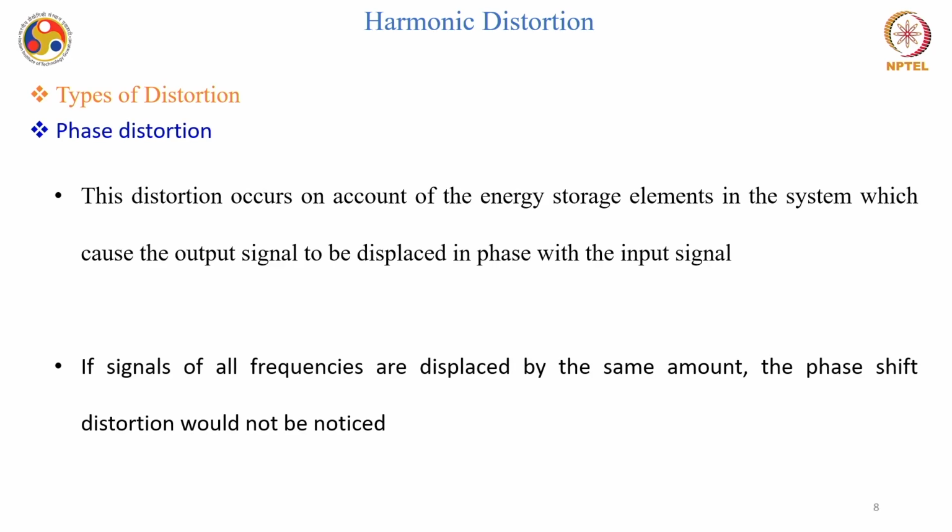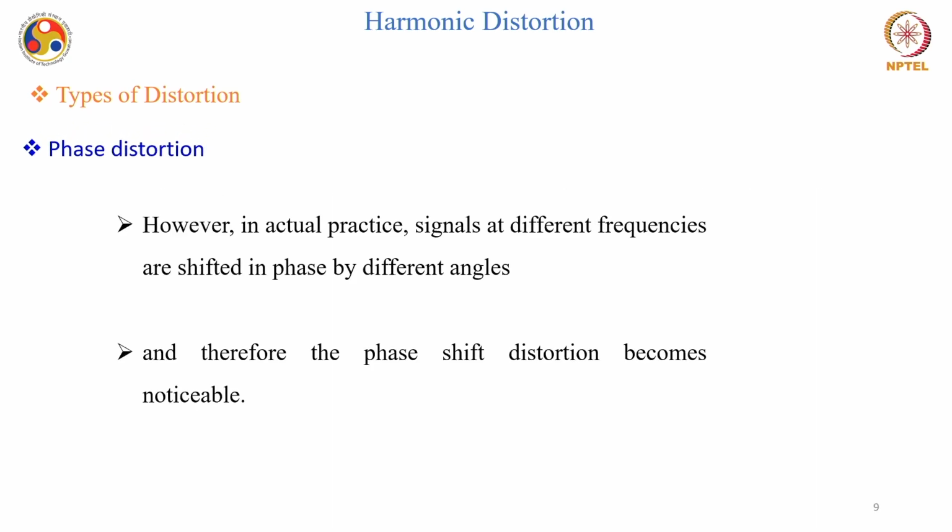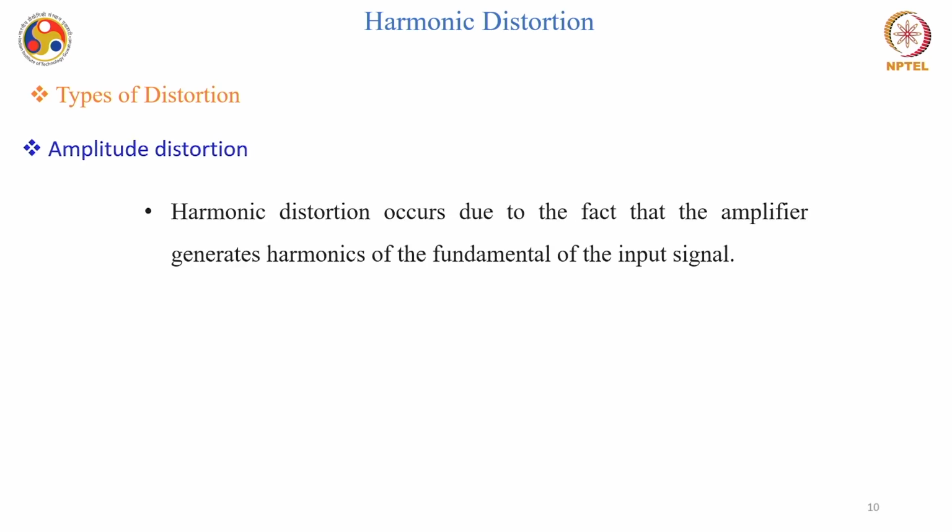Phase distortion occurs on account of energy storage elements like inductance present in the system, which causes the output signal to be displaced in phase with the input signal. If the signals of all frequencies are displaced by the same amount, the phase shift distortion may not be noticed. However, in actual practice, signals at different frequencies are shifted in phase by different angles, and therefore the phase shift distortion becomes noticeable and more prominent.